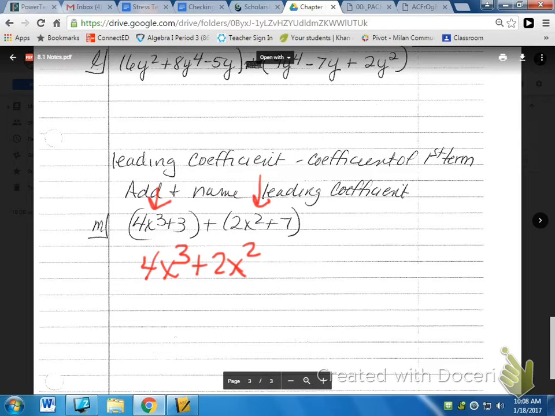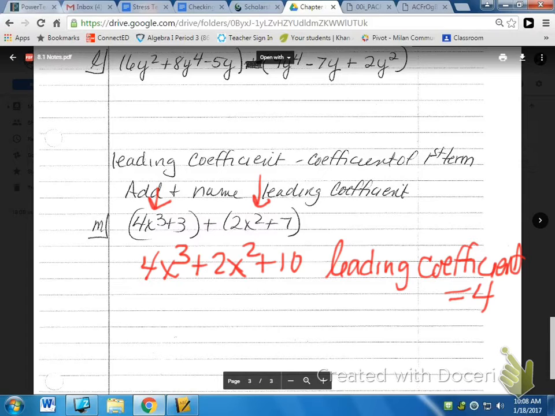Then I've got two constants, a 3 and a 7, so I'm going to end up with putting 10. So 4x cubed plus 2x squared plus 10, and I would say that my leading coefficient is 4. Leading coefficient is 4.